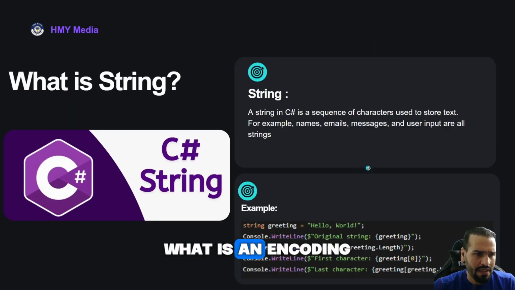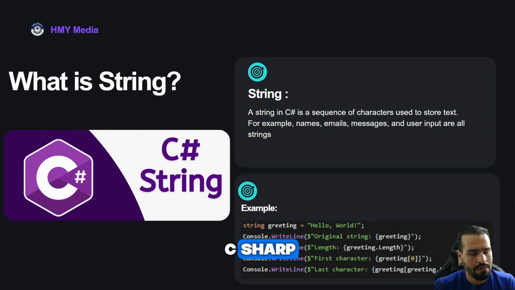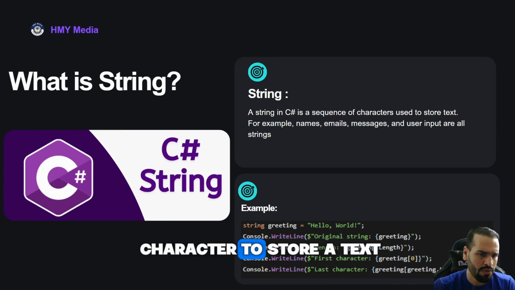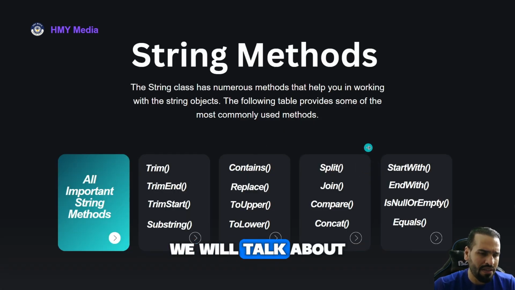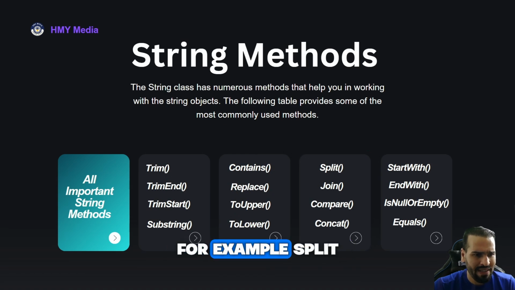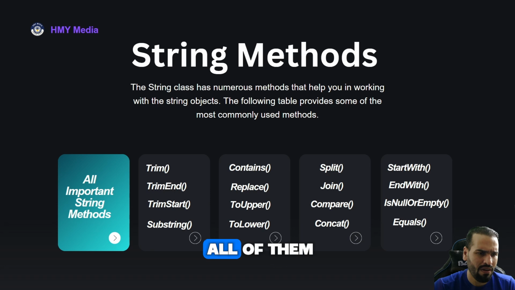Okay, what is a string? A string in C# is a sequence of characters used to store text. It's used to store, for example, a name, email, or a message. We will talk about the string methods, for example, split, join, compare. We will talk about all of them.